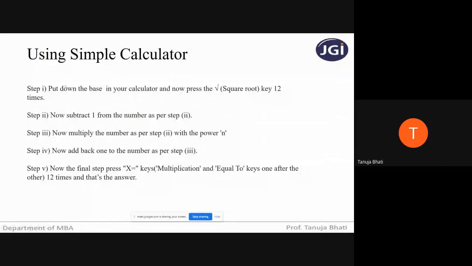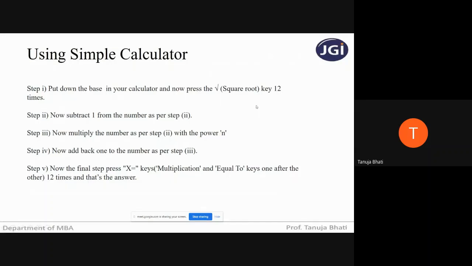Now, put down the base in your calculator. So the base was what? It was 5% for 4 years. So the base was 1.05, students. Now press the square root key 12 times. There is a square root key in your simple calculator. You got to press it 12 times.